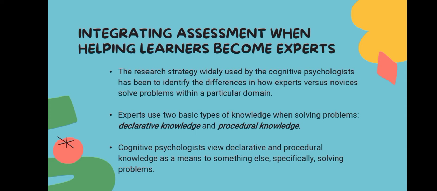So these actually led us to declarative and procedural knowledge. They are the two basic types of knowledge that are used by experts in solving problems. And later on, we are going to dive deeper into these two basic types of knowledge as they also play a major role in transforming novices to become experts. It is said that any of a variety of test formats can be used to assess both declarative and procedural knowledge. Cognitive psychologists view declarative and procedural knowledge as a means to something else, specifically solving problems.